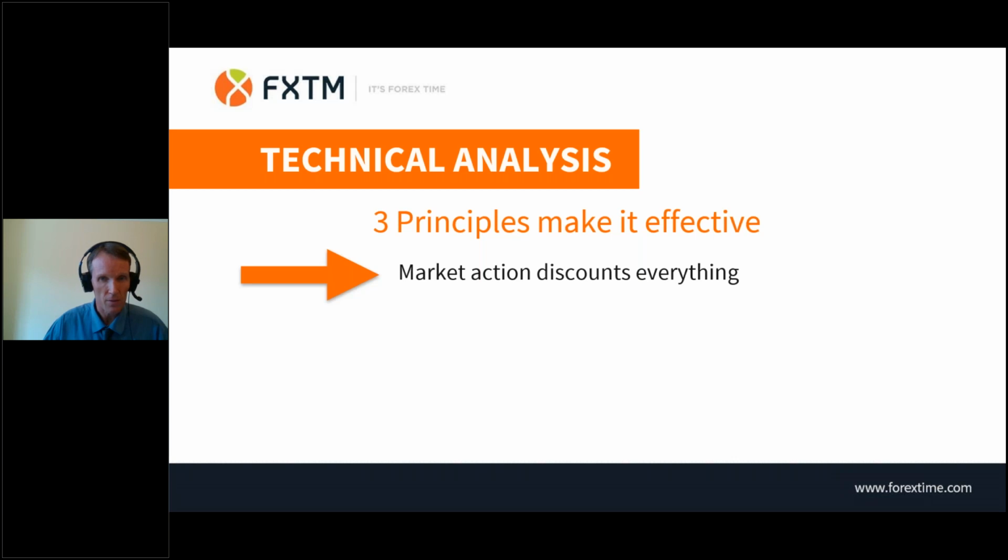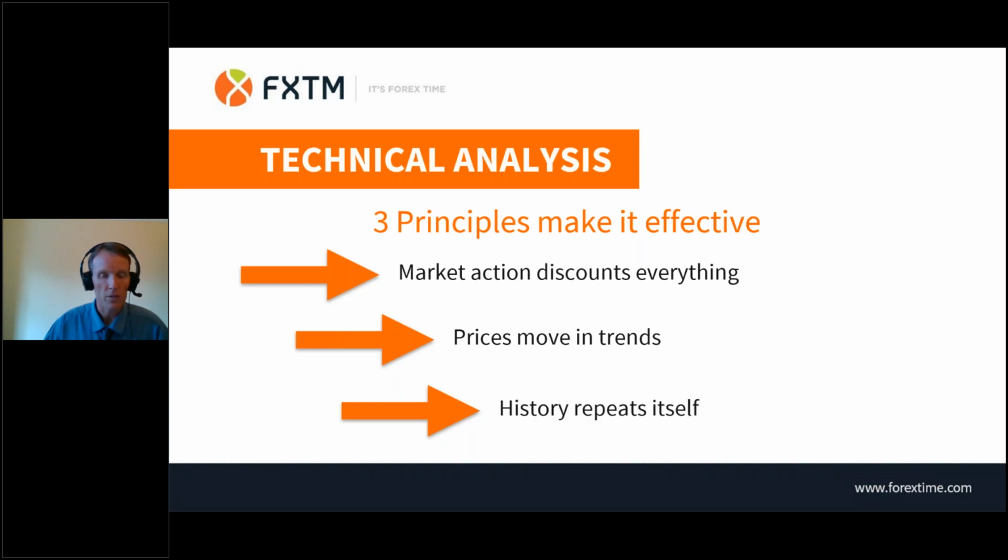Market action discounts everything. The price reflects all people's research and everything. They've done their research, they're committing. So it's very important. Prices move in trends. In all price charts, you see that it's based on human patterns, human psychology, and we can use that, and history repeats itself. So those three principles make technical analysis very, very effective.